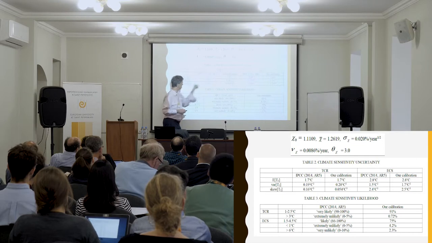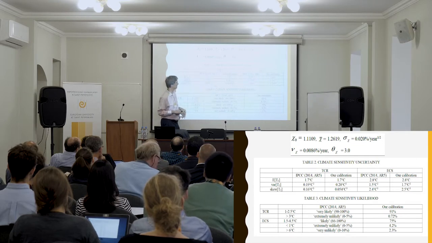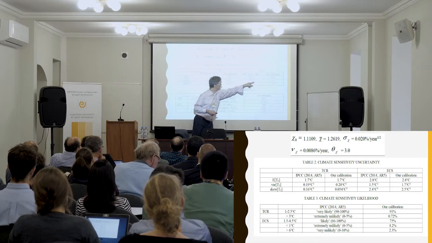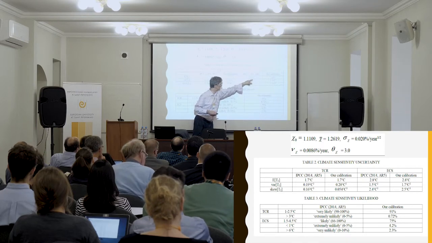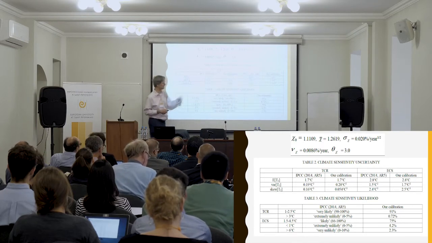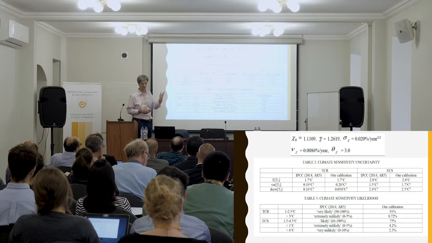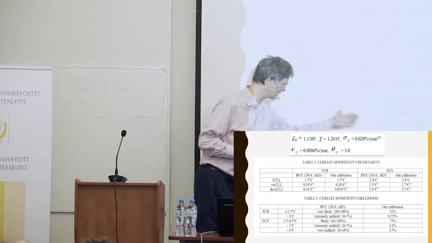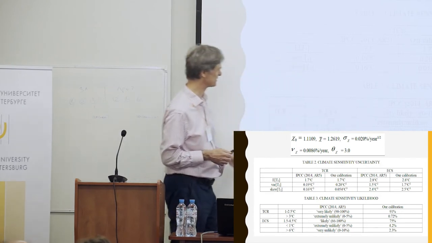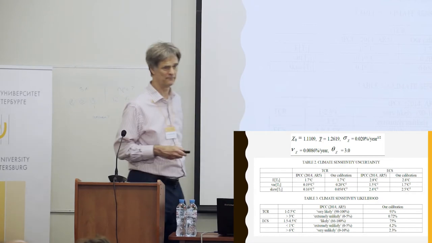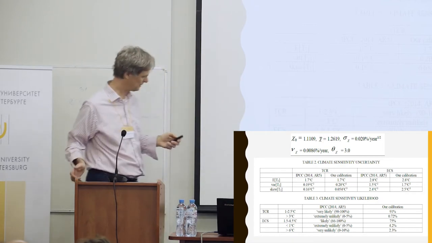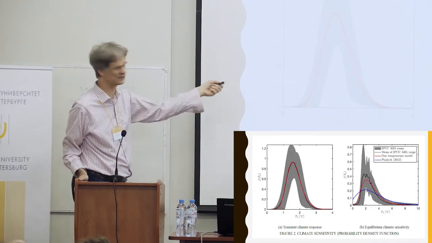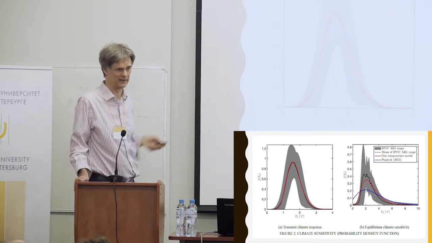We also match the variance. We match the skew reasonably well, and the variance on the mean. So we have an ECS of about 2.8 degrees. It's a bit lower than 3, but that's roughly what it is nowadays. And then we also match these very likely ranges, extremely unlikely, likely, very unlikely ranges, and it looks pretty good. I'm putting a bit of time on it, but this is unusual. People don't do this, but I think it's actually very helpful.